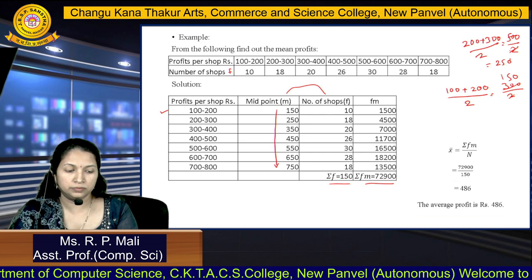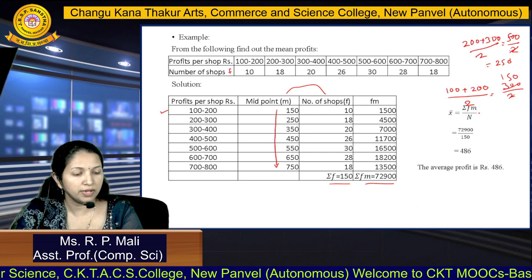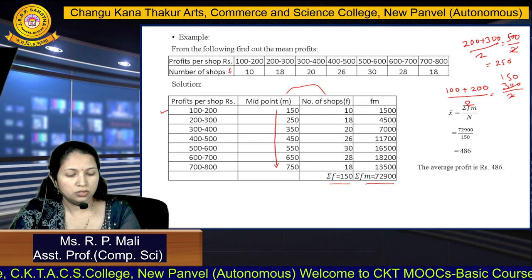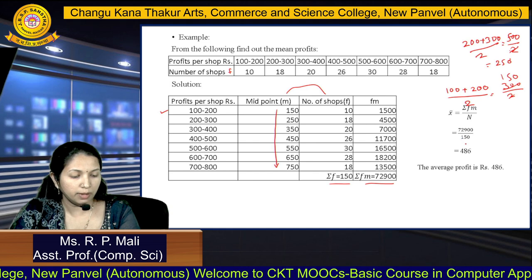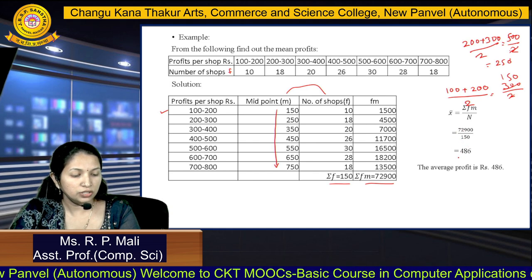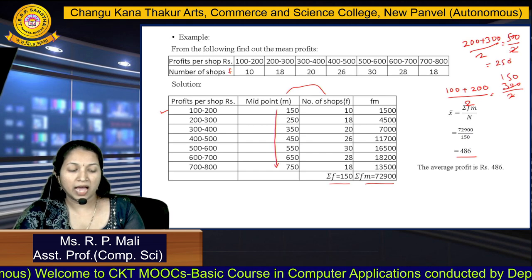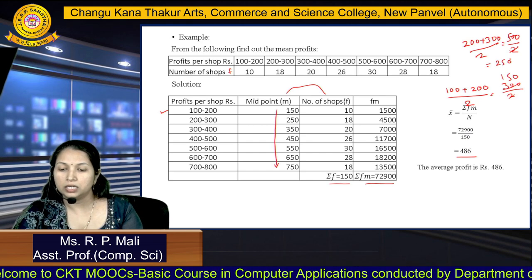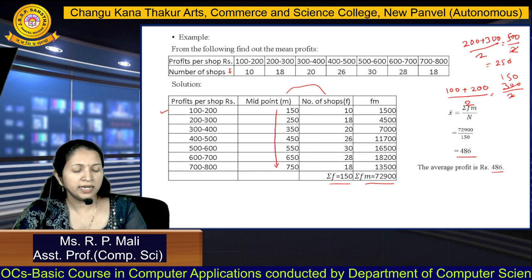And the summation of frequency is 150. So we're going to write the formula. This is your formula: summation of FM divided by summation of F. So the summation of FM is 72900 divided by 150. After the calculation, you will get the value as what? 486. So the average profit for this question will be 486.